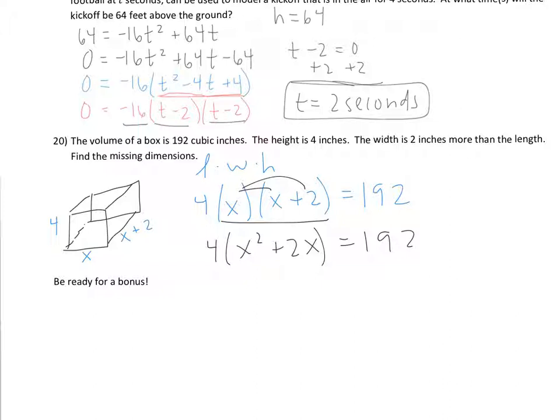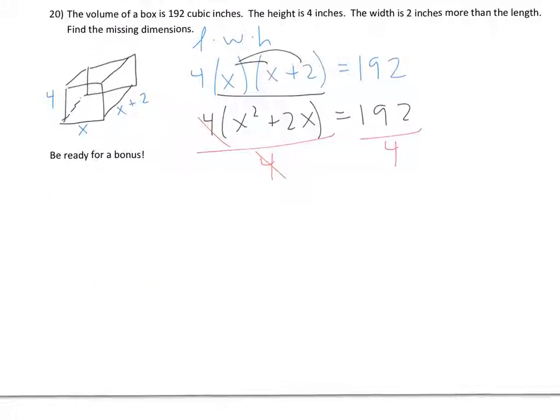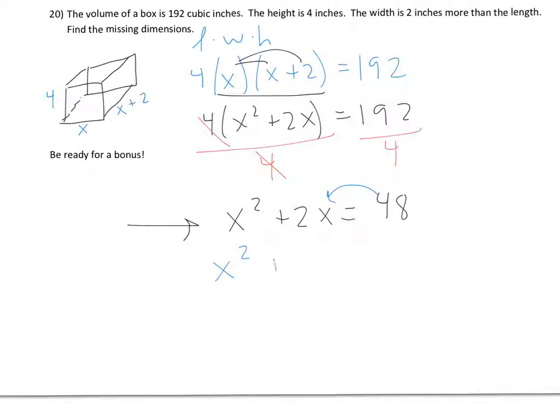But if I really don't want to do that, I can just notice that 4 is being multiplied by x squared plus 2x, so instead of distributing it and then later trying to factor or get rid of that 4, let's just divide by that right away to get rid of that on both sides. And then when I divide by 4, I'm just left with x squared plus 2x, and 192 divided by 4 is actually 48. Now this is a quadratic equation that's a little bit easier to solve. I'm going to bring the 48 over and get x squared plus 2x minus 48 equals 0.